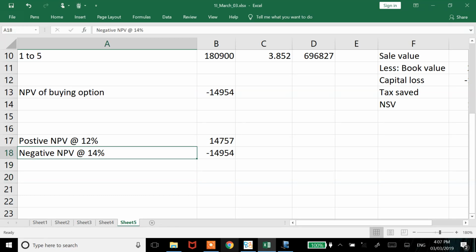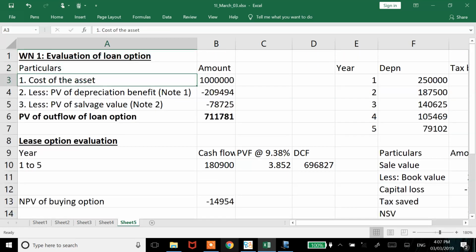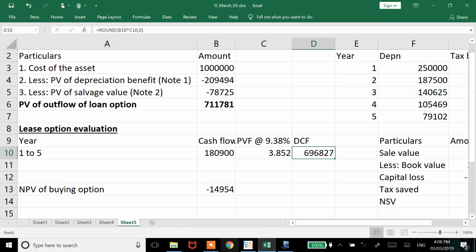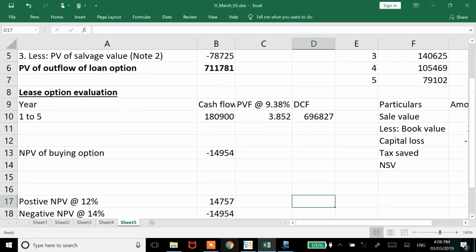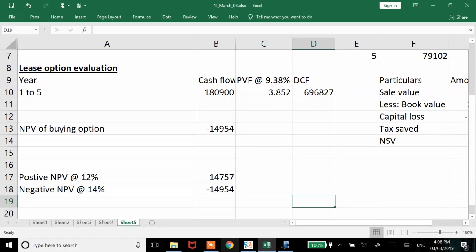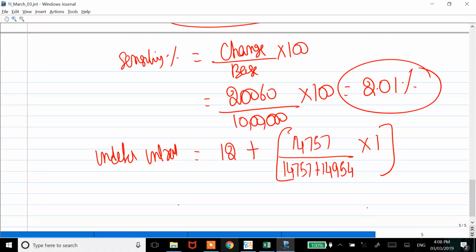So 711,781 and 696,827 are the two numbers I have at 9.38%. You can have slightly different numbers. You will have a slightly different answer. That's okay. That doesn't really matter.